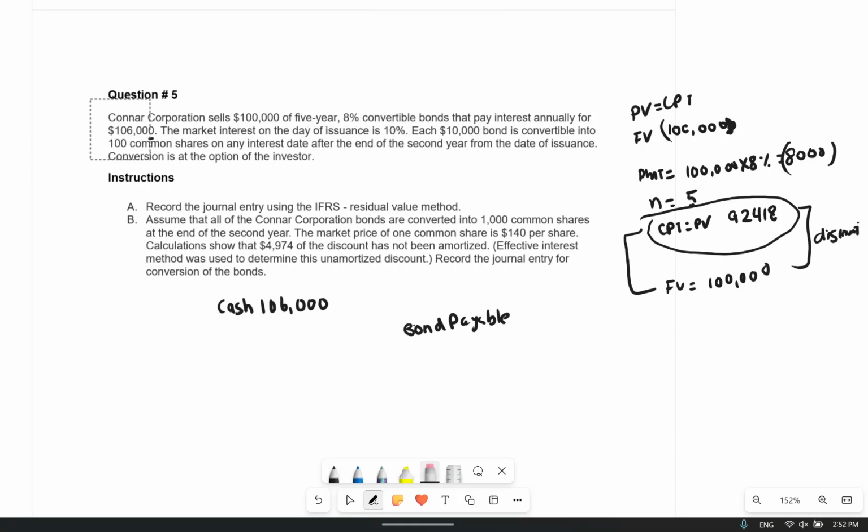That's what we needed to do, and amortize. So if it's IFRS, we'll use an effective method to amortize this discount, and if it is ASPE, we'll use a straight line. And sometimes in the question we might not need to work out the straight line or effective method, depending on the question, because it is telling us what to do.